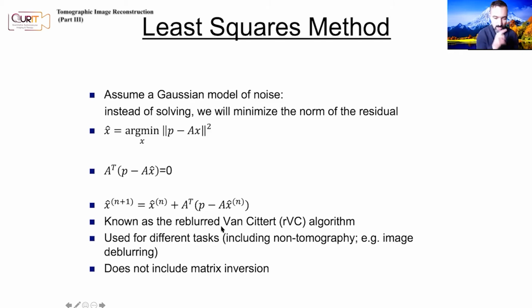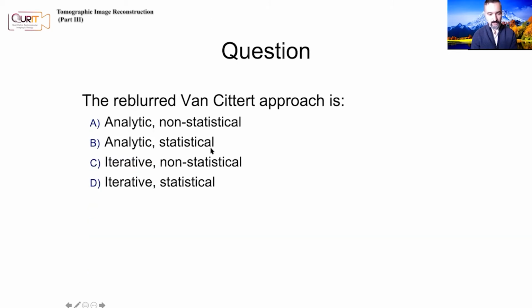But again, this model is not really used in reconstruction for nuclear medicine, and the key reason is because noise in the projection data in nuclear medicine is not Gaussian. Were it to be Gaussian, this would be a good reconstruction algorithm to use, but it's actually not Gaussian.